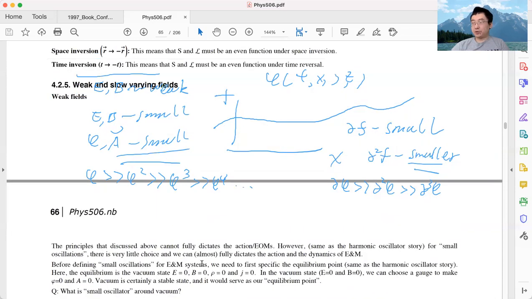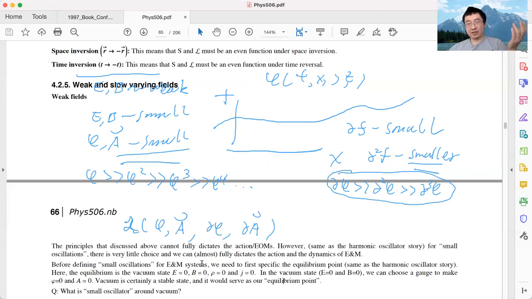And because of this low field and slow varying approximation, we know that the Lagrangian density is a function of A, phi, derivative of phi, derivative of A. You probably noticed that early on when I wrote down this Lagrangian density as a function of phi, A, derivative of phi, derivative of A, I didn't write down second order derivatives of phi or A. The reason for that is the slow varying. If the field is slow varying, the second order derivative is much smaller than the first order derivative, so I don't need them. They're small, we ignore them.